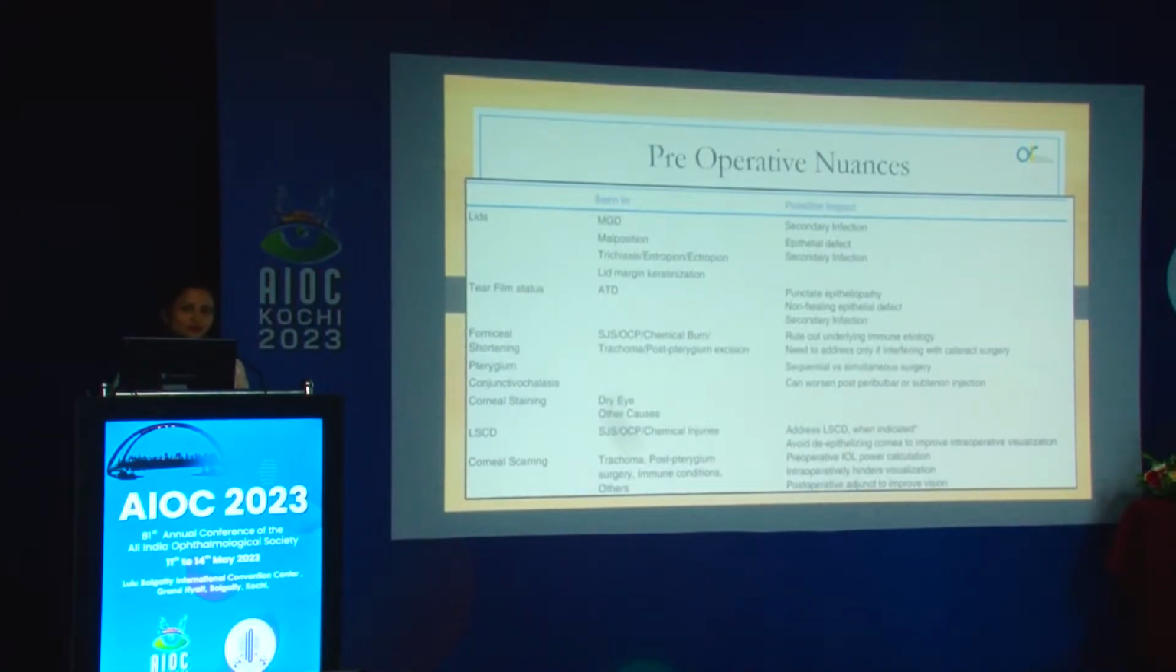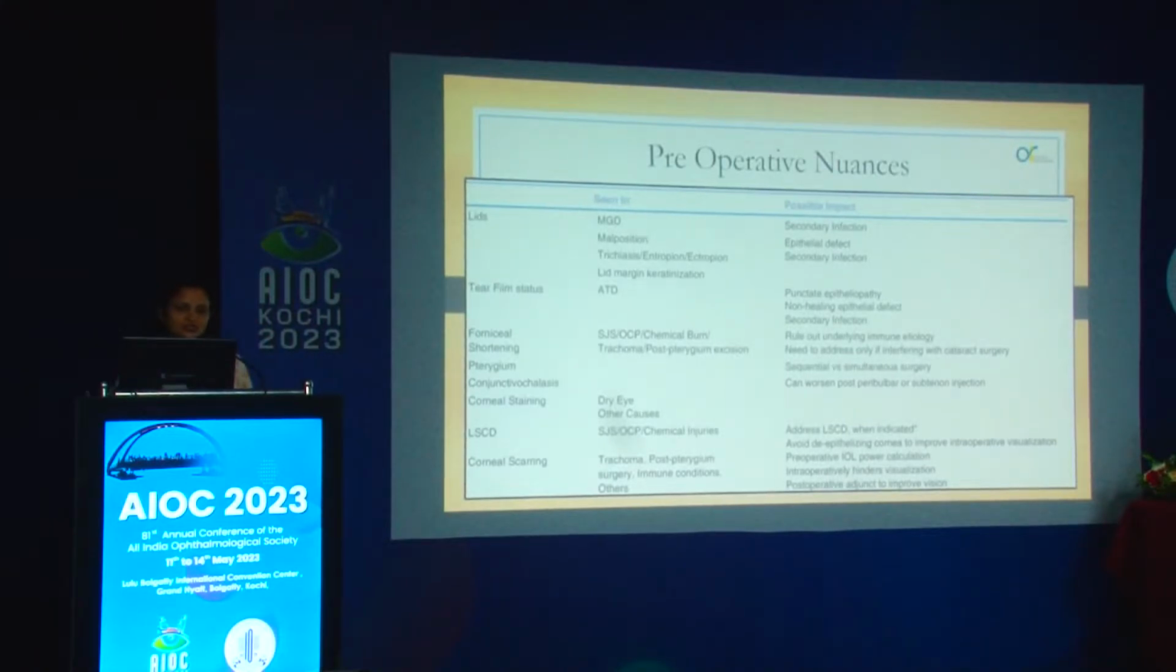Now, pre-operative, the nuances include, in the lids, we can see meibomian gland dysfunction, which possibly could lead to secondary infection post surgery because we are going to be giving steroids. Malposition of the lids may be pre-existing, which may lead to an epithelial defect, again interfering with our use of steroids. Pre-existent trichiasis, entropion, ectropion may also lead to secondary infections, as well as presence of lid margin keratinization. Now, presence of aqueous tear deficiency, the tear film may be inadequate, and this may lead to a presence of punctate epithelial erosions or a non-healing epithelial defect, and it may predispose to secondary infections.